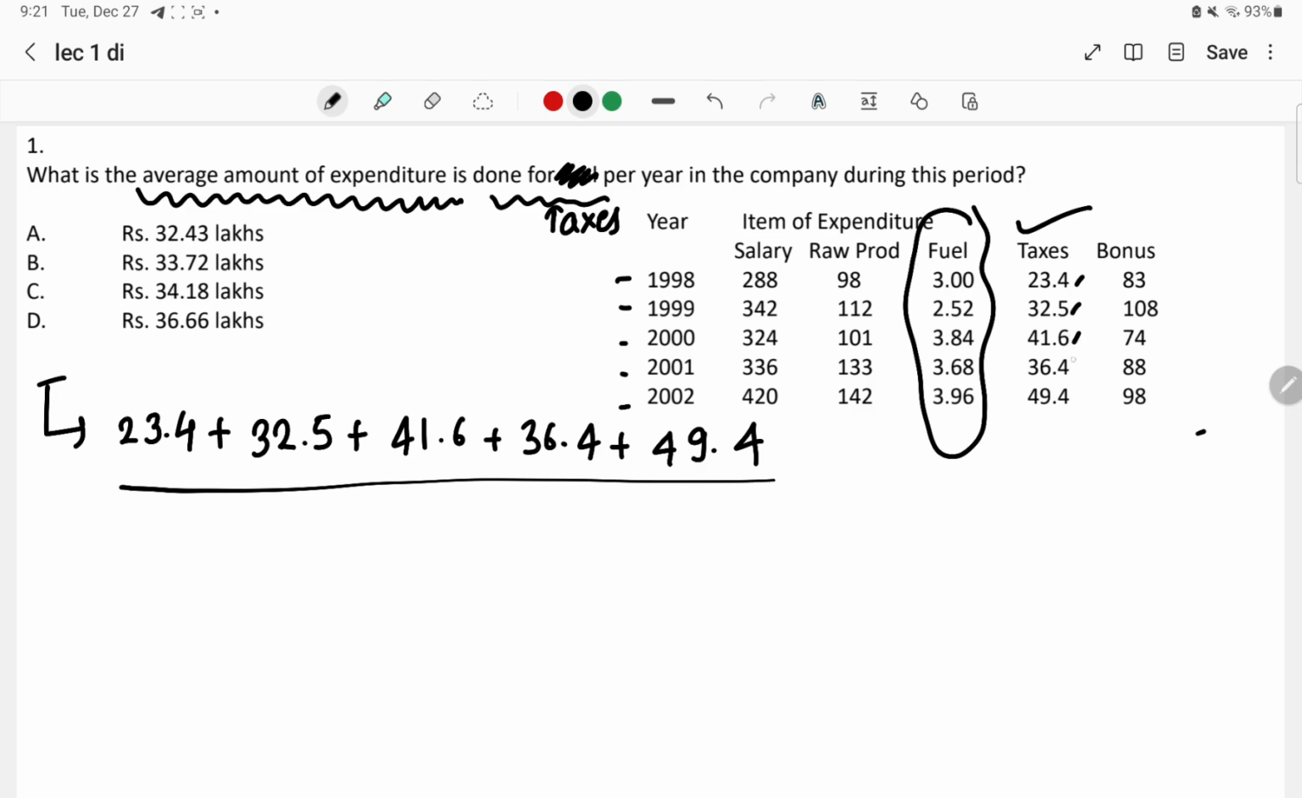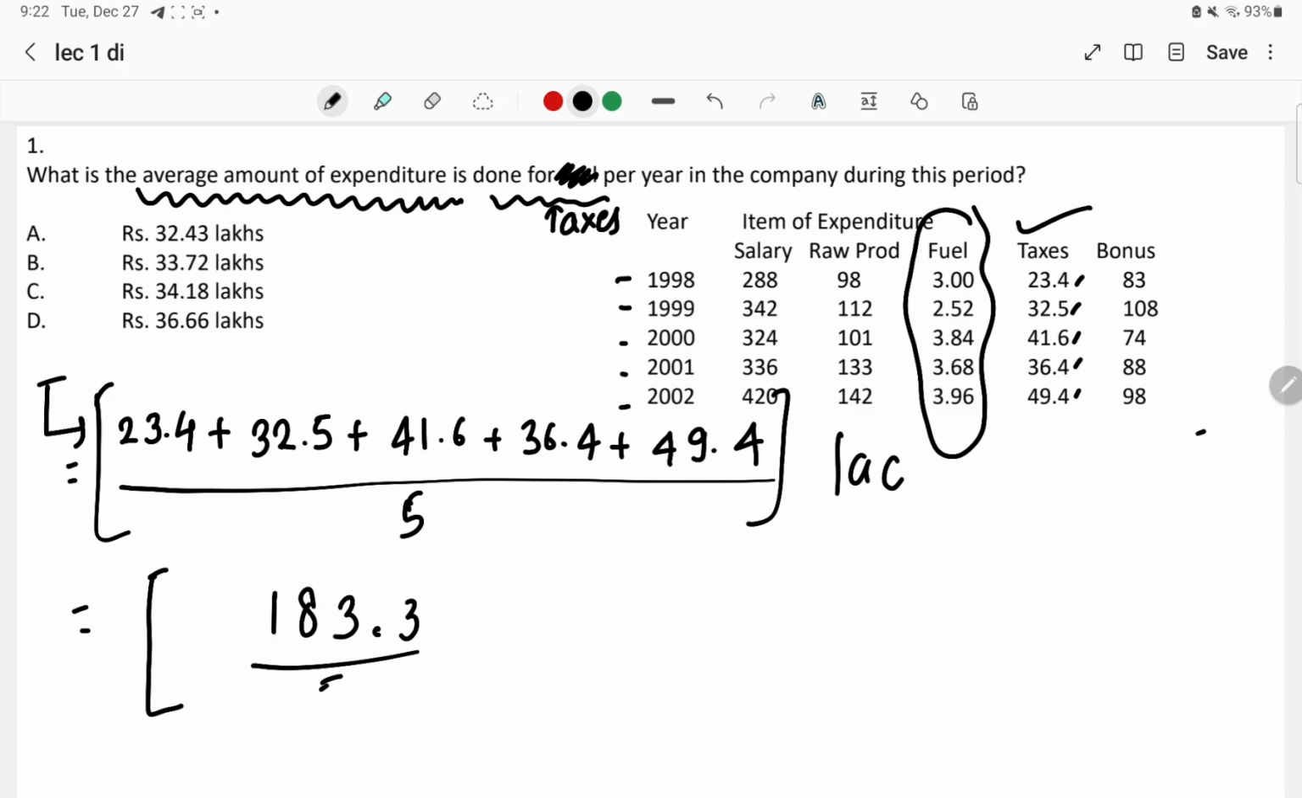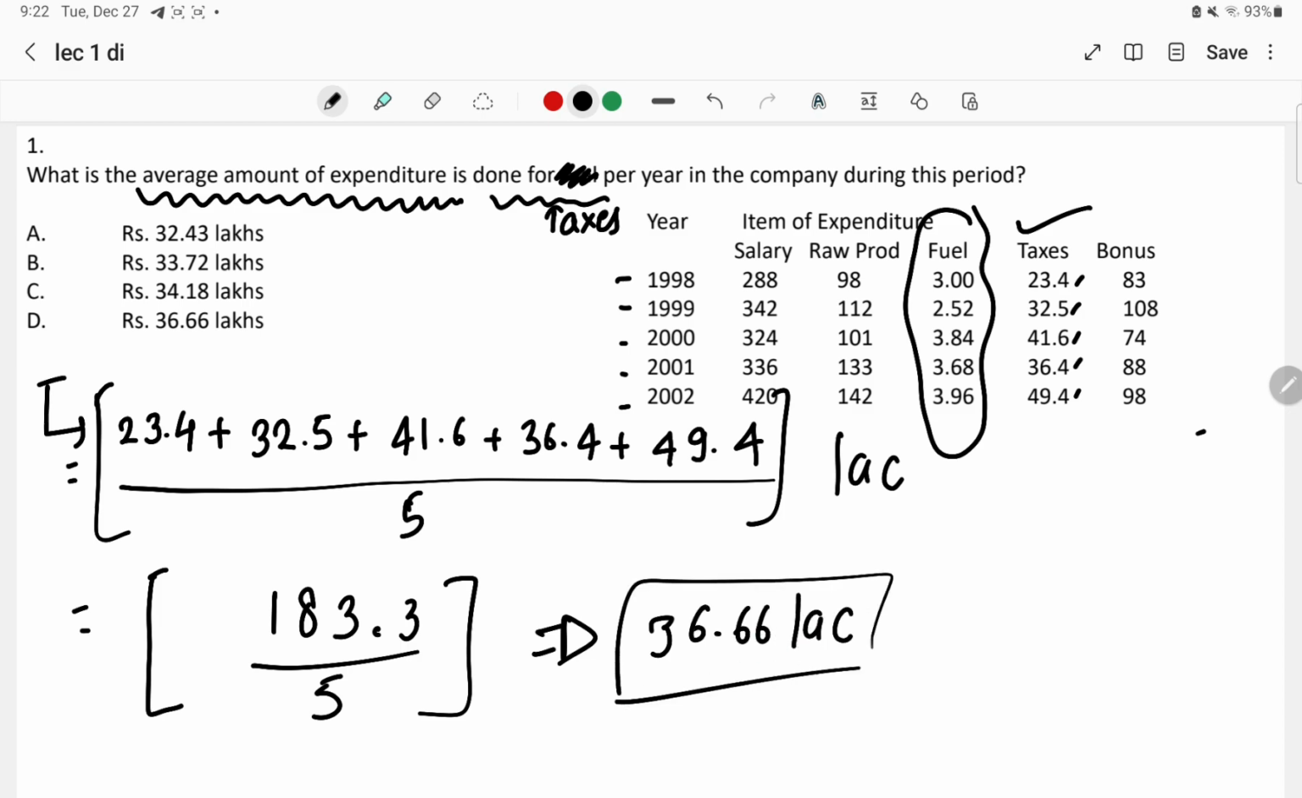How many entities are there? 1, 2, 3, 4, 5. Five, and all these are in lakh. This rupees is in lakh. Okay, so calculate the summation. We'll get 5 plus 4 is 9, 9 plus 6 is 15. This is 3.3 divided by 5. After doing the division, 5 3s are 15, 6 is 6 lakh. We can clearly see option D is the right one.